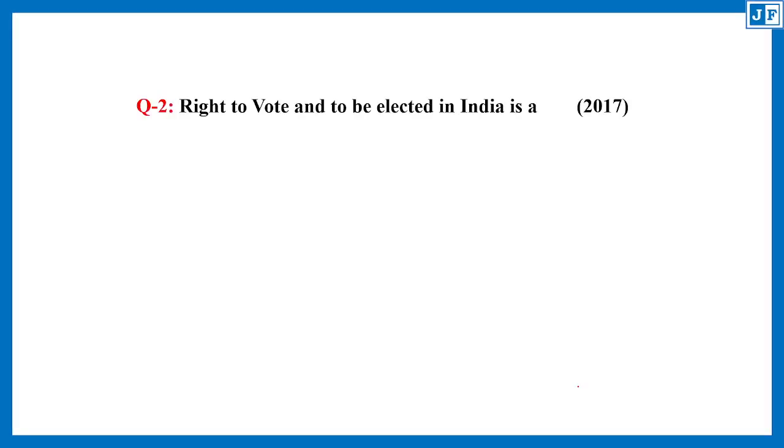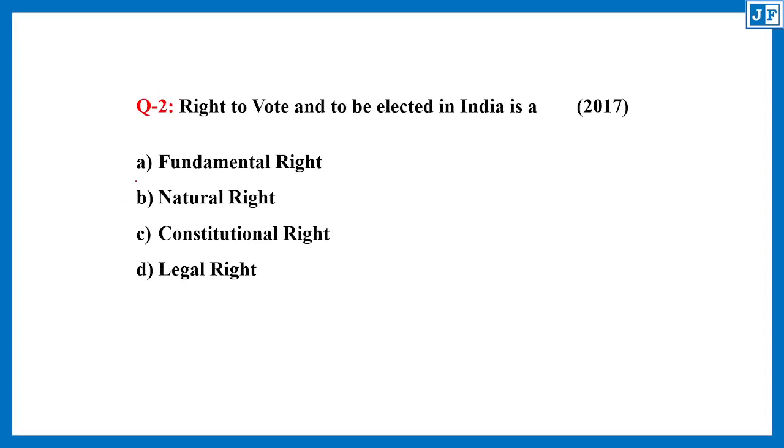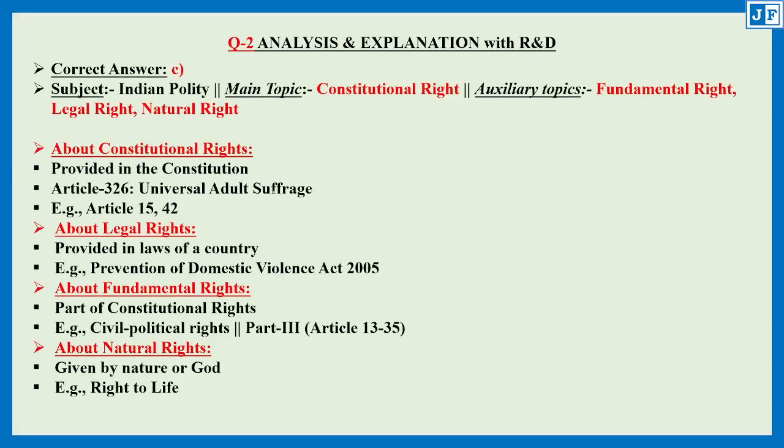Moving to our next question. Right to vote and to be elected in India is: our options are fundamental right, natural right, constitutional right, legal right. This was asked in 2017 and the right answer is C, constitutional right. We need to understand all these terms: fundamental rights, natural right, constitutional right, legal right in detail. For that, we will analyze and explain it. The topic is constitutional rights.